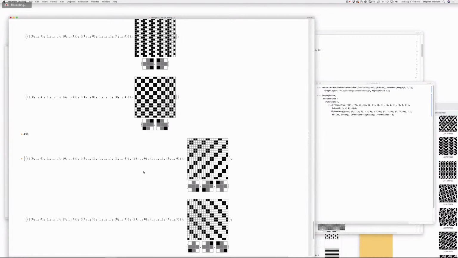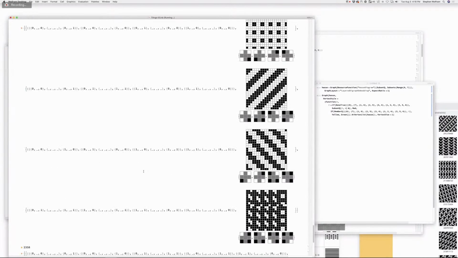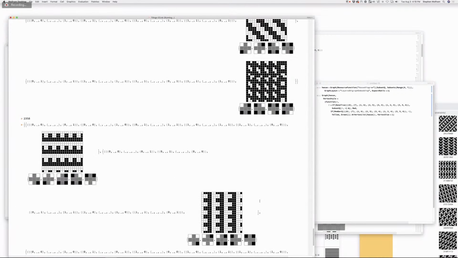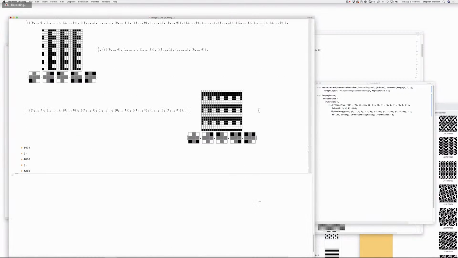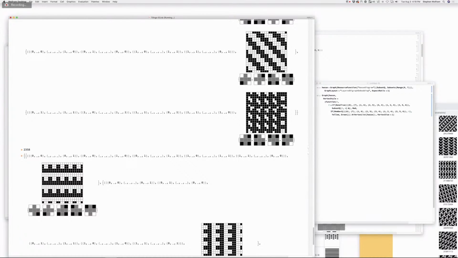Oh, they're rather pretty. Look at that one. Look at that one. Is that a seam? What is that going on there? Okay, hold on. Let's wait for it to finish, and then I want to go look at that one in more detail.